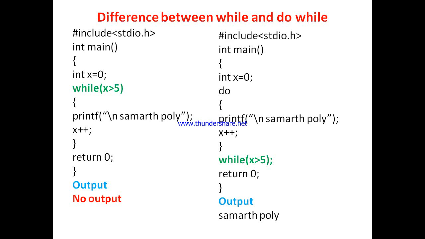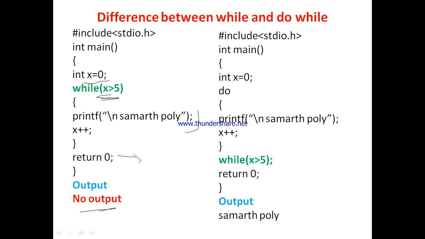Now here, while x is greater than 5, I have taken the condition, and what is the initial value of x? 0. So 0 is greater than 5, this condition becomes false at the entry point, so that the body of the loop is not executed. Directly the statement return 0 is executed and the program ends. So in this program the test condition is false in the while loop at the beginning, so the body of the loop is not executed, so there is no output.